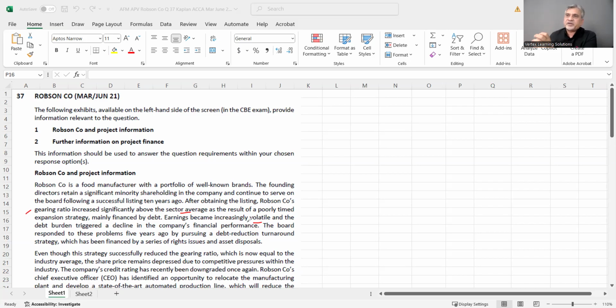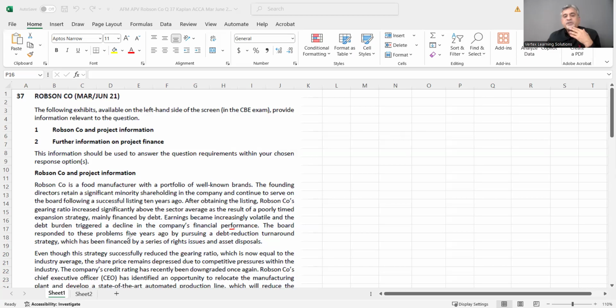Earnings became increasingly volatile. This is the first effect of debt. Whenever you take more debt, earnings become volatile. Why do they become volatile? Because in periods when you have less revenue or less profit, you still have to pay the interest payments on the debt, and therefore earnings significantly change. And the debt burden triggered a decline in the company's financial performance. Financial performance means profitability. The profitability was affected because of the additional debt and the additional interest payments. And of course, interest payments go into profit and loss and decrease your profitability.